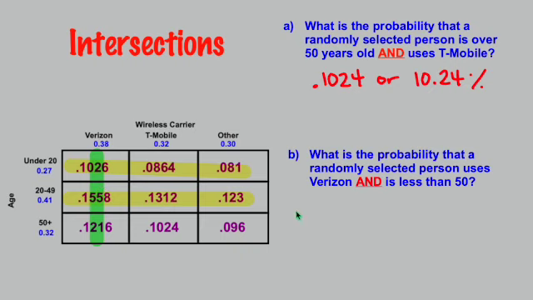When we add these together, I'm going to take 0.1026 and add it to the other one where they intersect, which is 0.1558. And when you do that on your calculator, you should get 0.2584. And that is your answer.